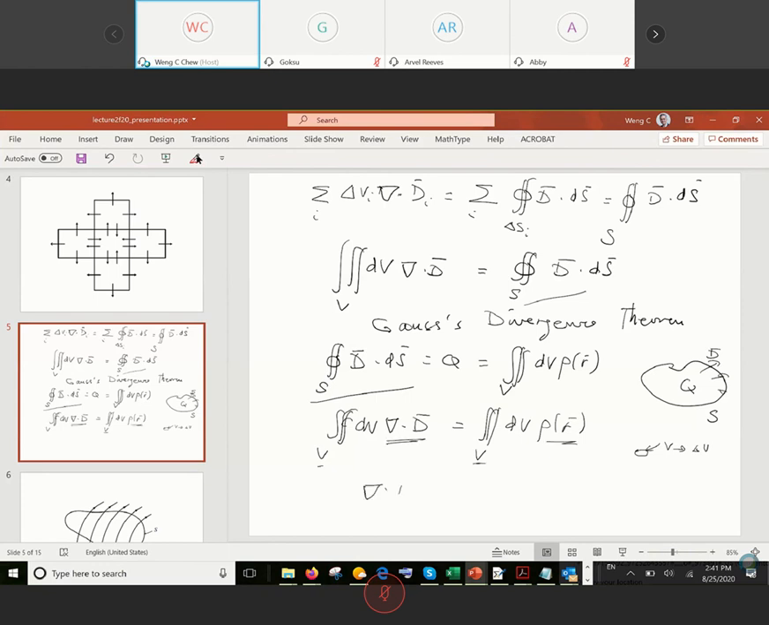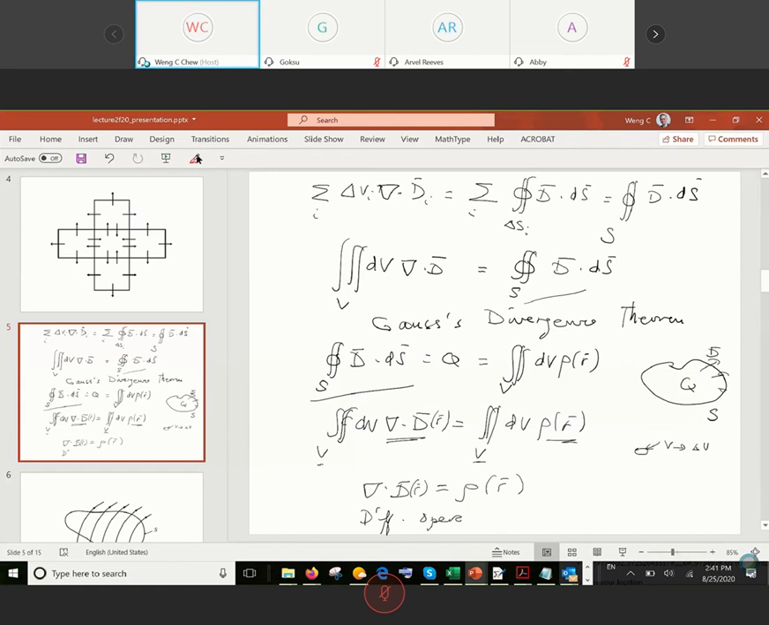So you arrive at the equation that divergence of D must be rho of R. Okay, I can put back my R here. So this is actually Gauss law for electric field or electric flux written in differential operator form.